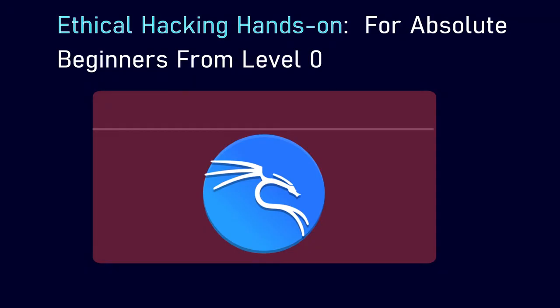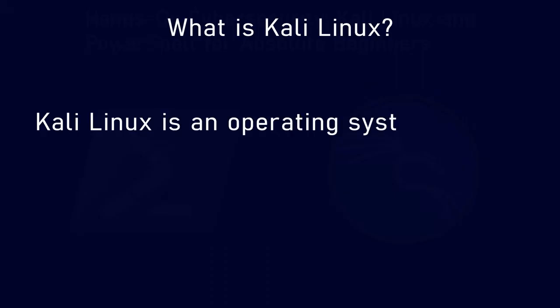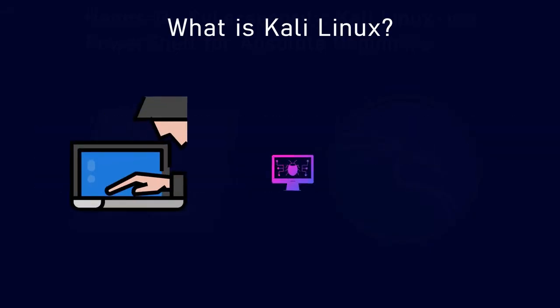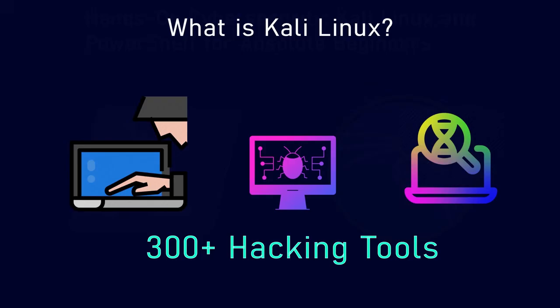Before we dive into the practicals, let me briefly explain what Kali Linux is. Kali Linux is an operating system that is specifically built for penetration testing and cybersecurity tasks. It is widely used for ethical hacking and cybersecurity tasks such as penetration testing, security research, computer forensics, and reverse engineering. It has more than 300 pre-installed hacking and forensic tools. Before we start using all the fancy tools, we need to learn the fundamentals of its command line.